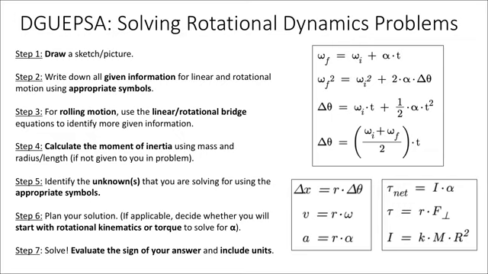So I want to make sure that I'm translating the problem statement into the symbols that I use in my equations to represent different variables. If you have rolling motion for step 3, I would also encourage you to use those linear rotational bridge equations, so these 3 equations right here, in order to identify even more given information.